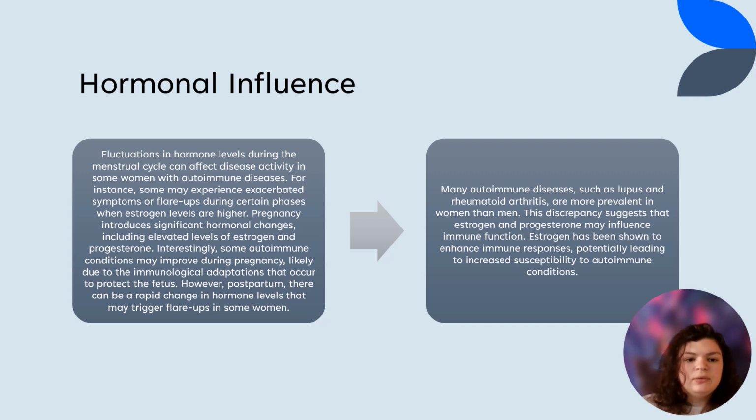Fluctuation in hormone levels during the menstrual cycle can affect disease activity in some women with autoimmune diseases. For instance, some may experience exacerbated symptoms or flare-ups during certain phases when estrogen levels are higher. Pregnancy introduces significant hormonal changes, including elevated levels of estrogen and progesterone. Interestingly, some autoimmune conditions may improve during pregnancy, likely due to the immunological adaptations that occur to protect the fetus. However, postpartum, there can be a rapid change in hormone levels that may trigger flare-ups in some women.